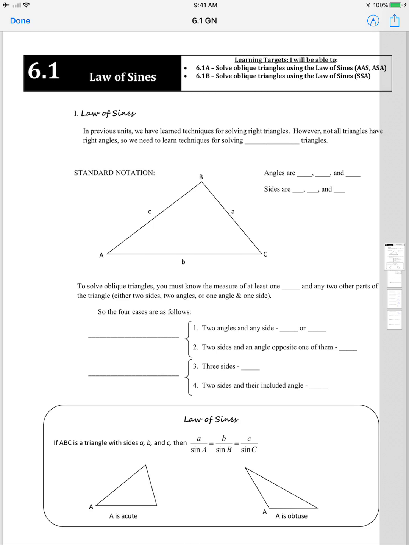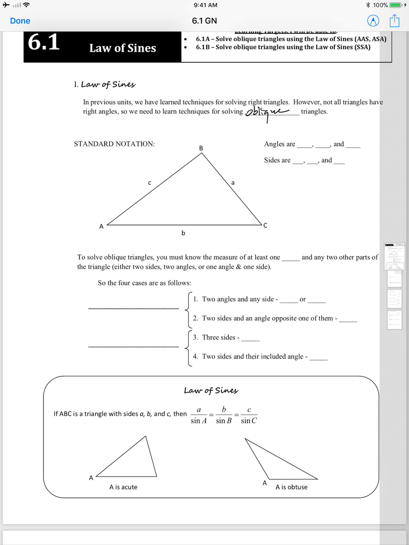So again, before we've been learning methods to solve right triangles, but not all triangles are right. So we need to learn how to solve oblique triangles or non-right triangles. So here's an example of an oblique triangle. This is an acute oblique triangle where all of the angles are less than 90 degrees. There are also obtuse oblique triangles where one of the angles is greater than 90 degrees.